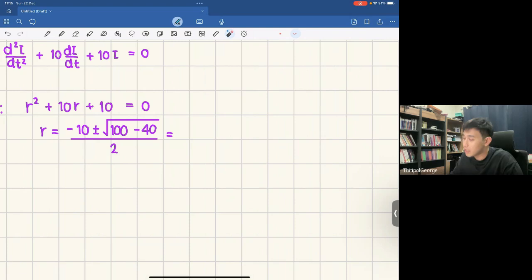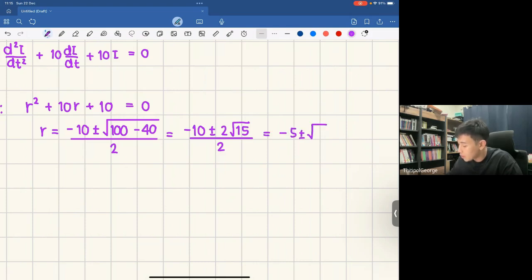So the square root of 60 is the square root of 15 times 4, so 2 with the square root of 15, divided by 2. So we get negative 5 plus or minus the square root of 15 for r. So we get two different r values.